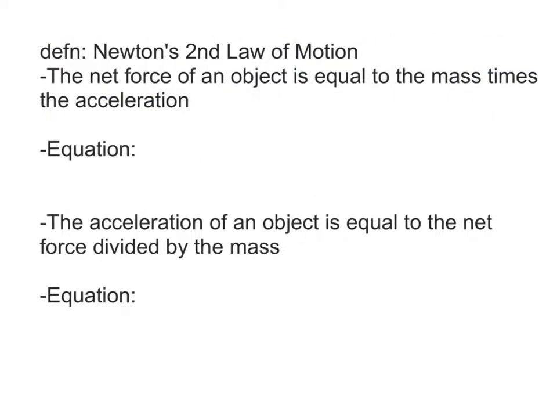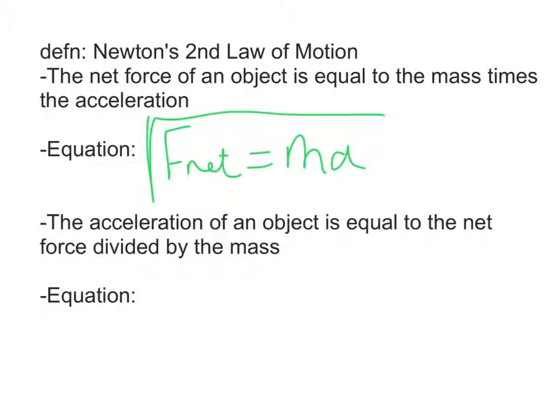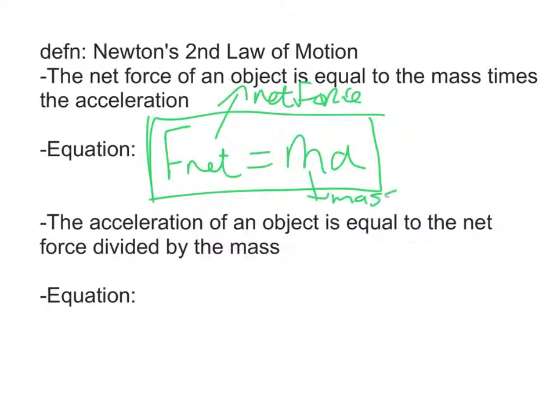So here we are, Newton's second law of motion. The net force of an object is equal to the mass times the acceleration. So Newton's second law is the equation. So the definition is the equation. F net equals ma, where F net is net force, m is mass, and a is acceleration.